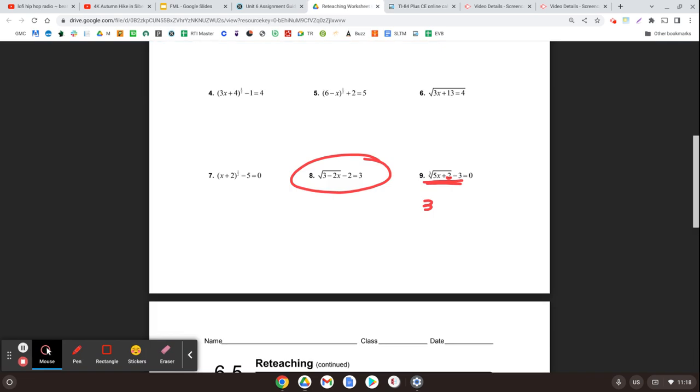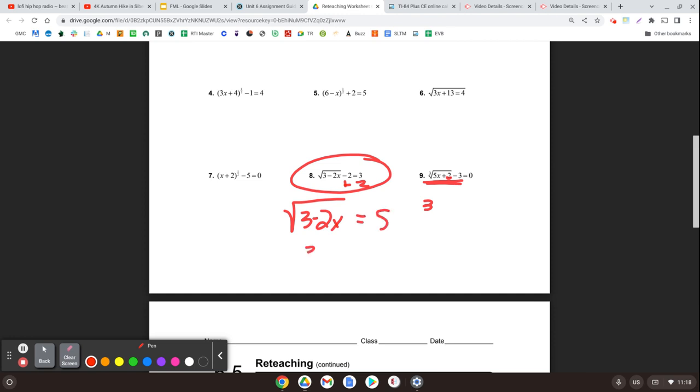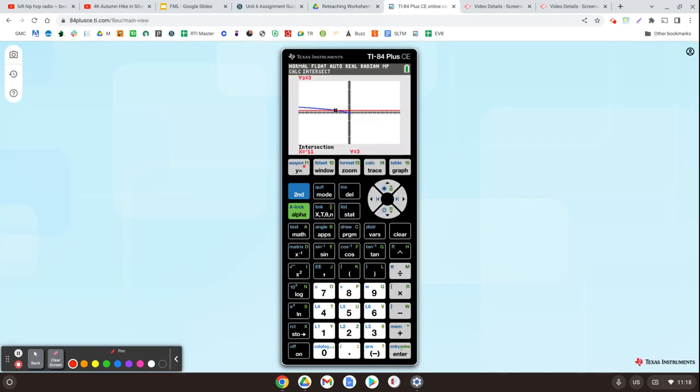Now, what would happen if I did that one by hand? Well, I'd add 2 to both sides. So you get radical 3 minus 2x equals 5. Square both sides. 3 minus 2x is 25. Subtract 3. Negative 2x is 22. Divide by negative 2. X is negative 11. So that's how you do it by hand. That's how you do it in your graphing calculator. Now you guys are well armed to do this whichever way you see fit for you. Boom!